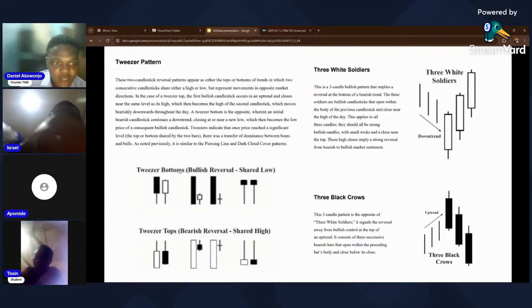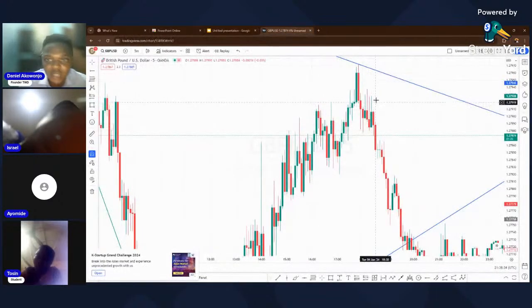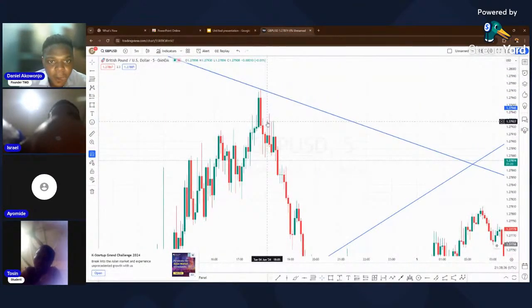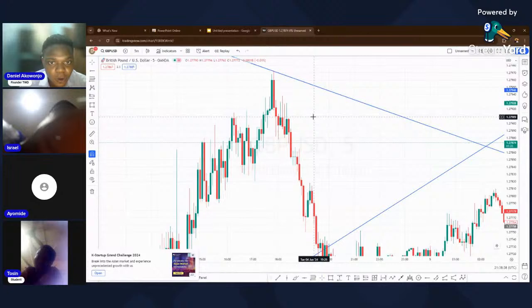Do you understand? So for the tweezer bottom, what does this mean? You see it in a downtrend. Immediately you see it in a downtrend, it means that there is a transfer of power from the bears to the bulls. Then for the tweezer tops, it means from the buyers to the bears. Does that make sense? Yeah. Let's look for where that forms.